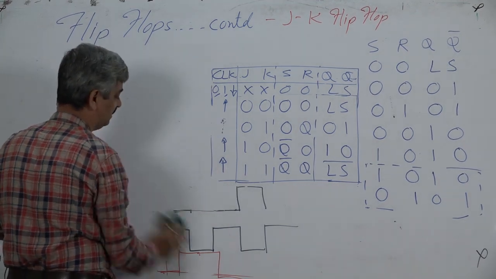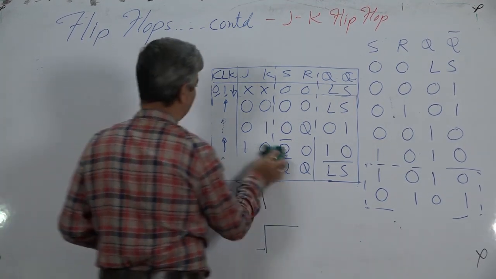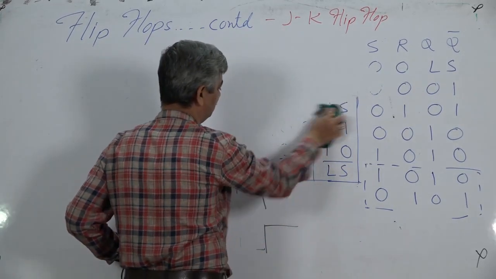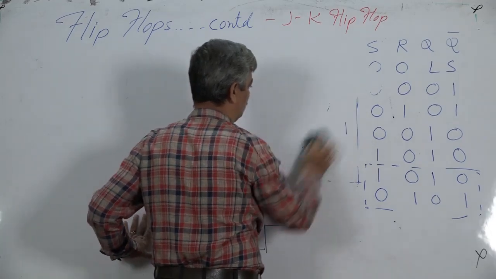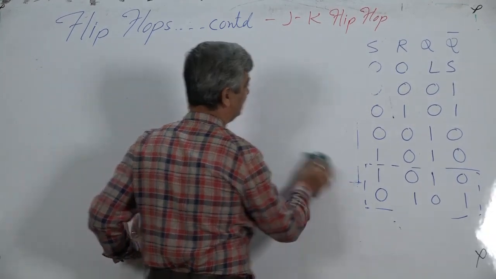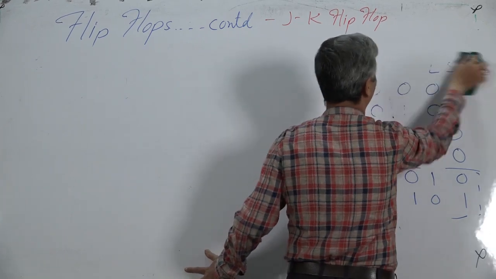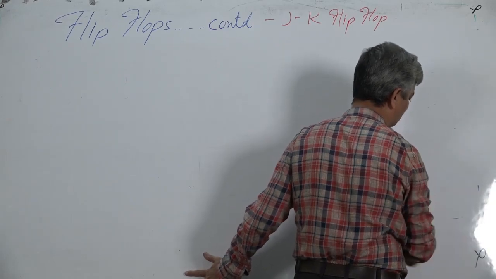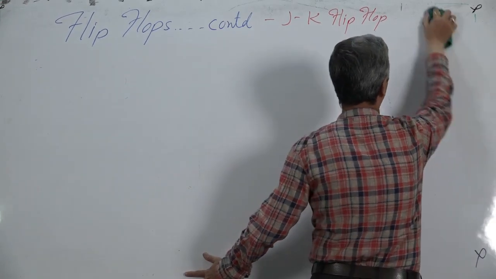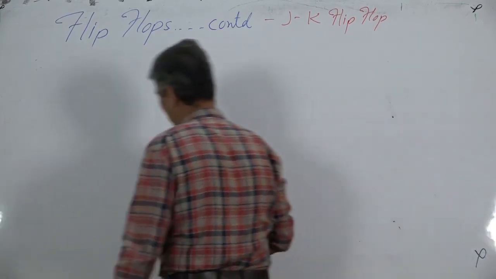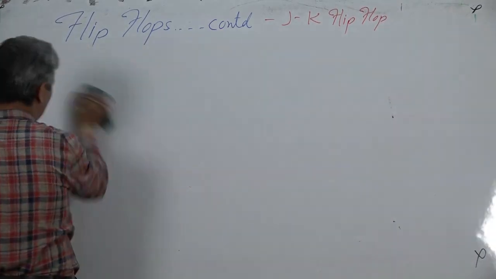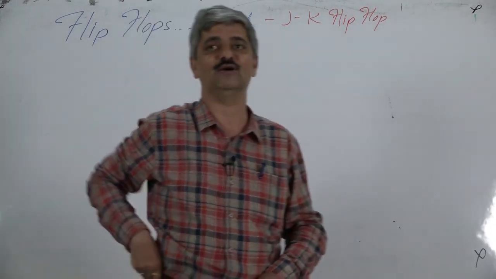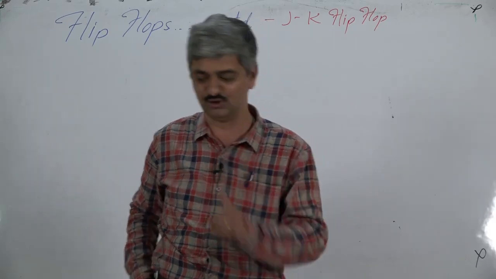So, what is the problem? The problem here was when J was 1 and K was 1, outputs were connected back to inputs. When outputs are connected back to inputs, the outputs change because of reverse feedback. So, when J is 1 and K is 1, outputs will never become stable. They will always try to complement themselves, and we don't want that. We want that they should only complement once. How to ensure that they only complement once? That we want to ensure by any means.